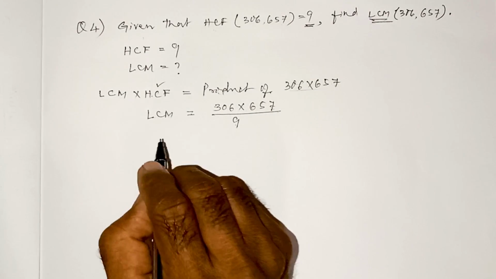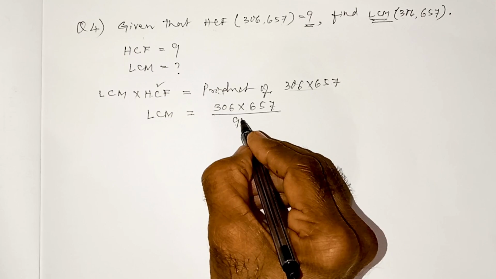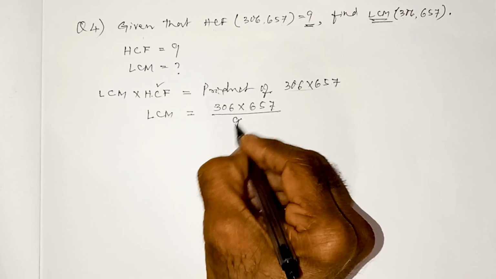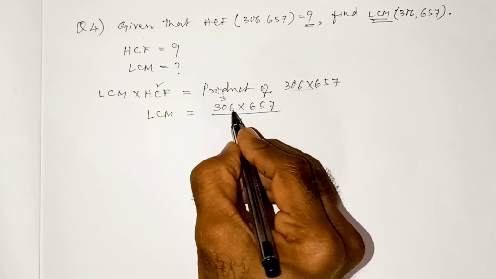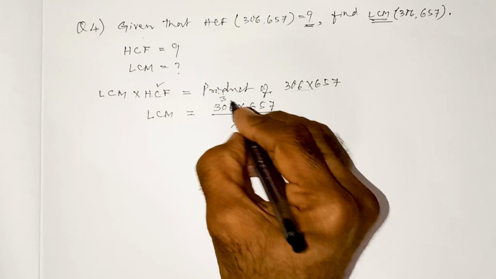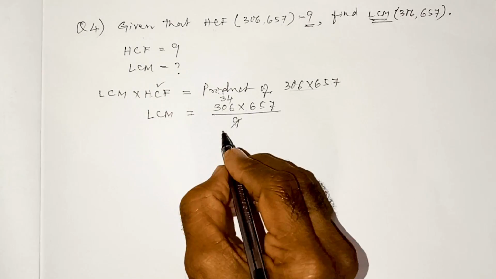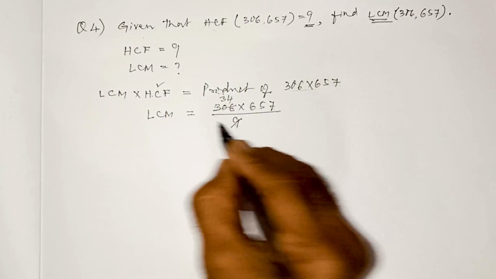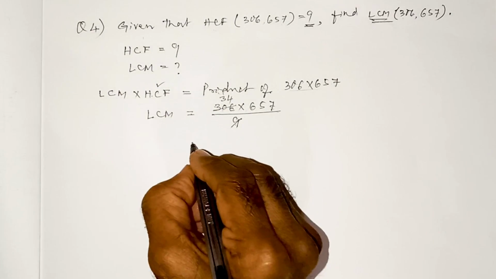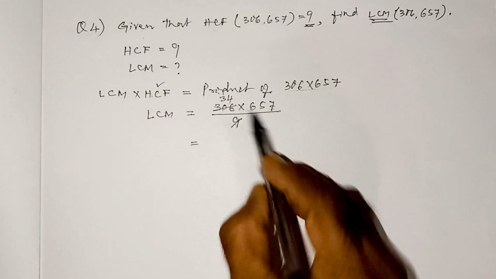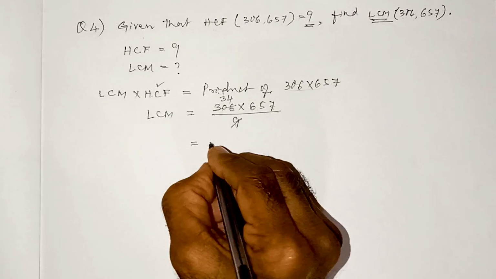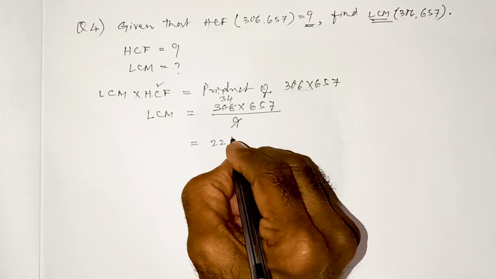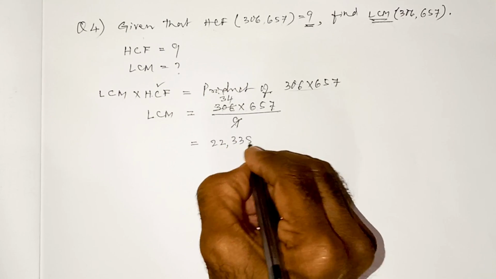When you simplify, you get 9 into 3, 27. Left with 3 and 6, 36. 9 into 4 is 36. So it goes 34 times. Now when you multiply 34 and 657, you get 22,338.